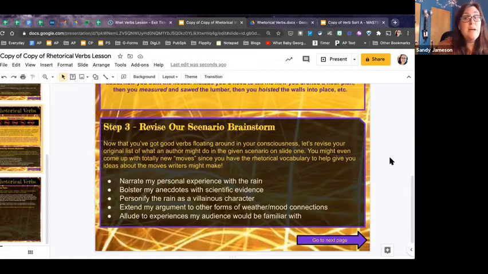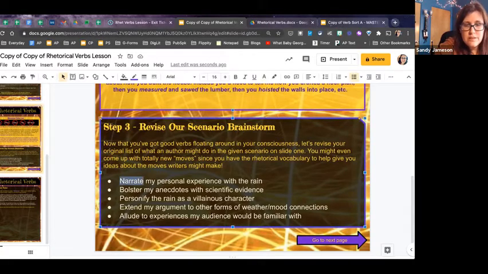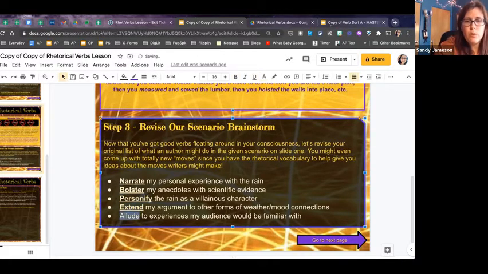I might extend my argument to other forms of weather and mood connections, maybe things that my audience are familiar with. I might allude to those experiences in order to make my audience come to the conclusions themselves. These are all descriptions of what the author is doing using really strong, vivid verbs. And so when we do rhetorical analysis, when we look at what the author's doing, this is the way we want to be able to explain it.